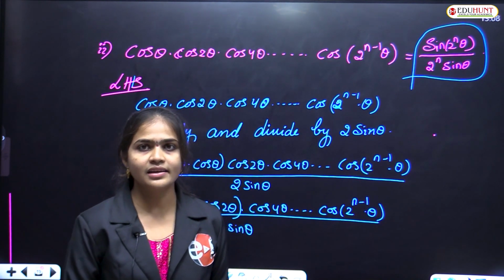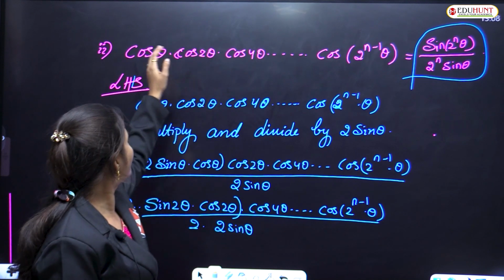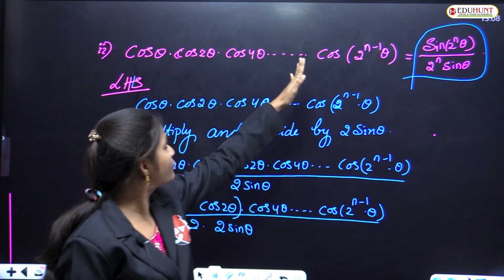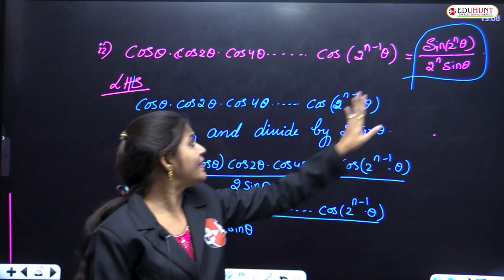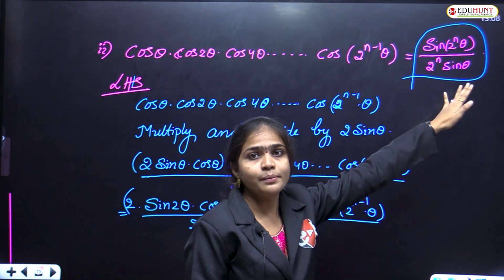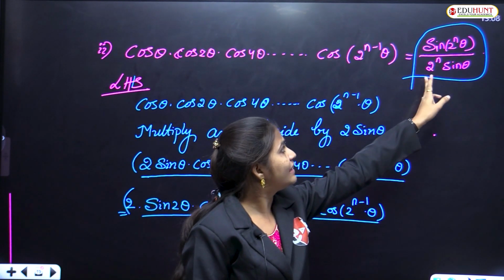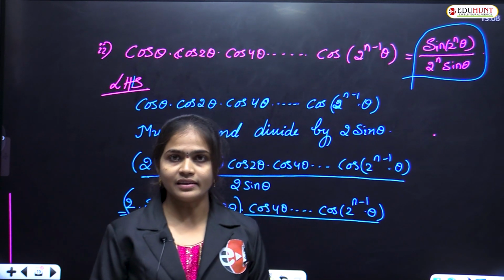Did you understand that? So if that question is in the form of cos theta, cos 2 theta, cos 4 theta and so on up to cos n terms or n minus 1 terms, then here the formula is sin of 2 power n theta by 2 power n sin theta.